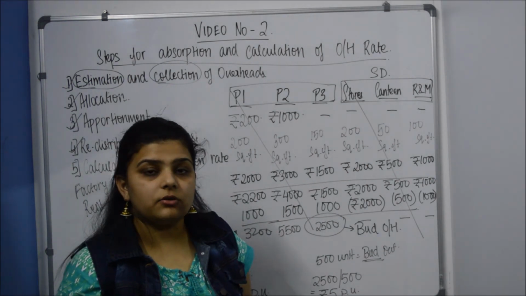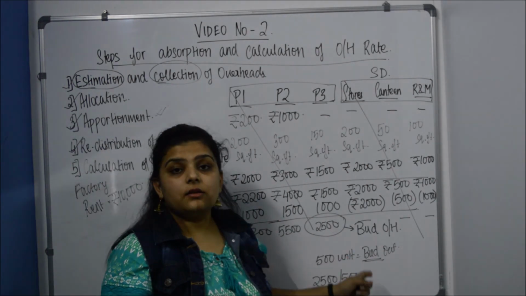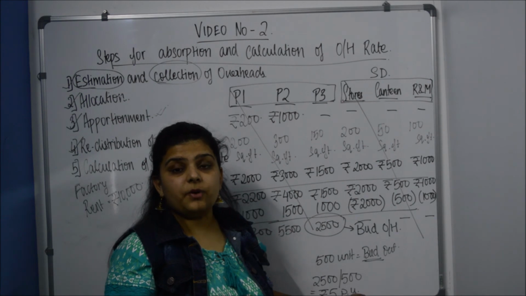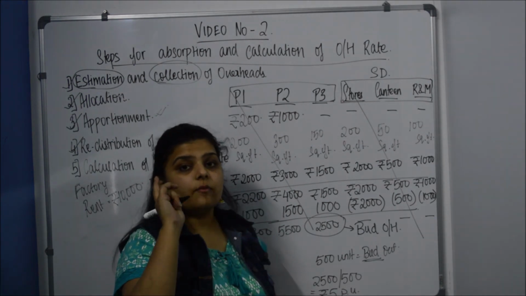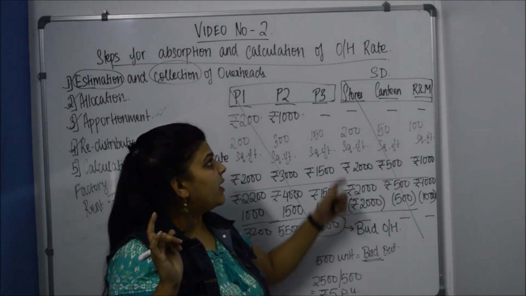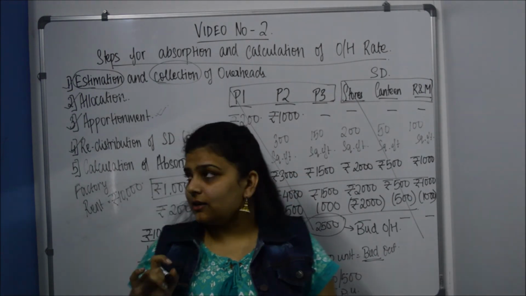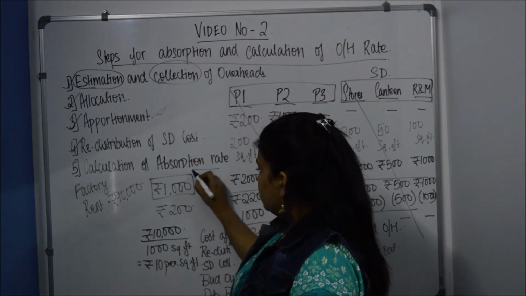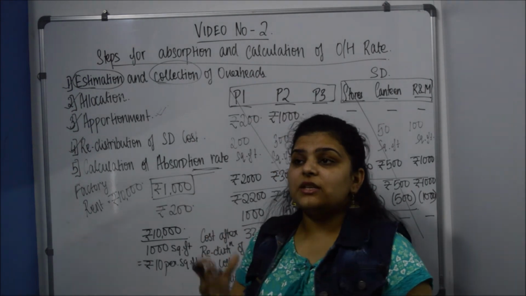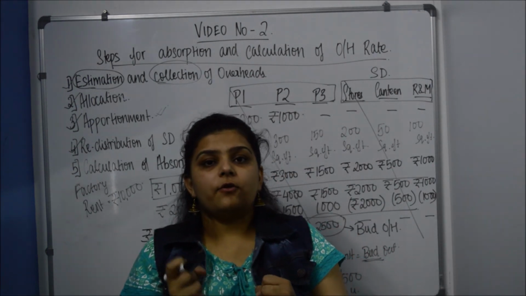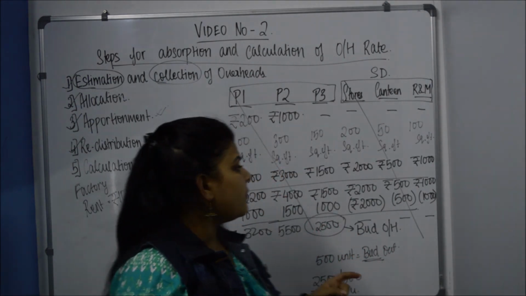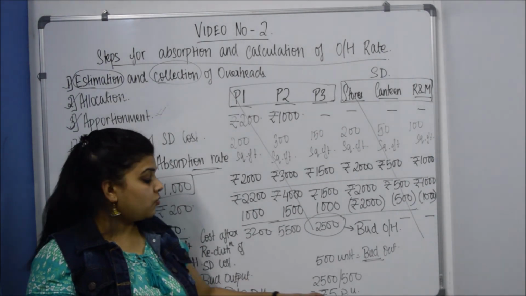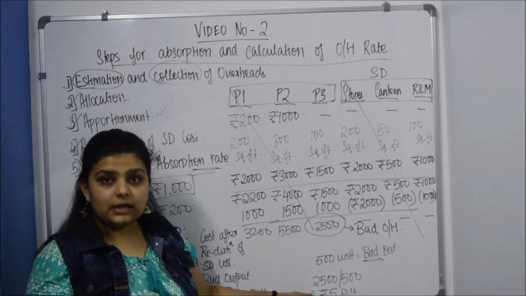That means what am I going to do? I am going to put the burden of rupees 5 per unit on each product towards my overheads. That is my absorption rate. How much am I absorbing from each unit towards my overheads? That is known as absorption rate.